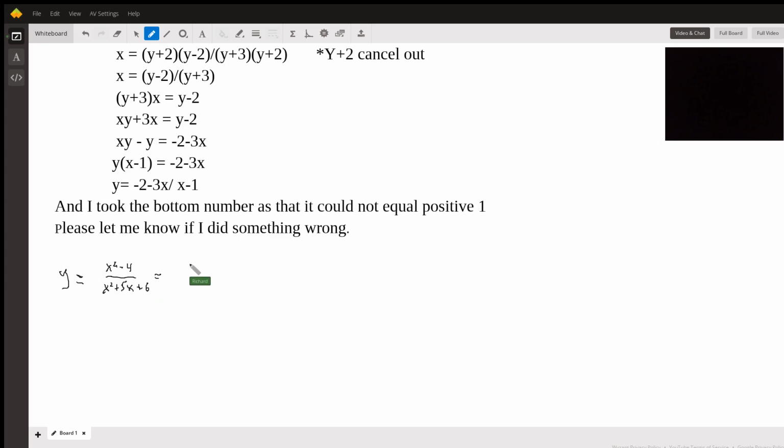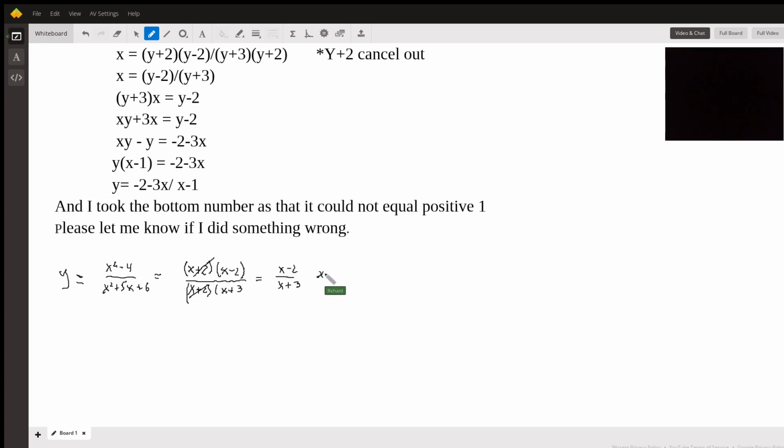What I'm going to do is just factor the numerator and denominator. So I'm going to get x plus 2 here, and then x minus 2 here, and then divide, and factor this. So it's going to be x plus 2, x plus 3. Now we can cancel these, and we're left with x minus 2 over x plus 3.